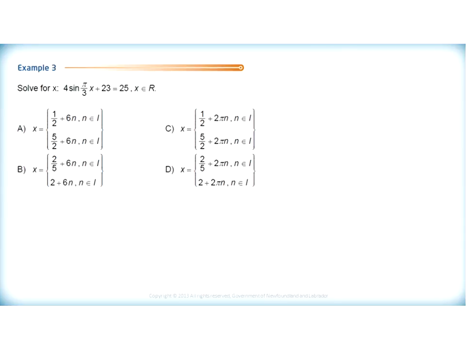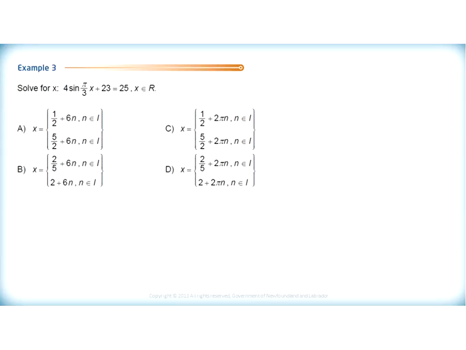In example 3, we again are asked to solve for x, where 4 times the sine of pi over 3x plus 23 is equal to 25. X belongs to the set of real numbers, which indicates that we are looking for the general solution, or for all possible values of x that satisfy this equation.